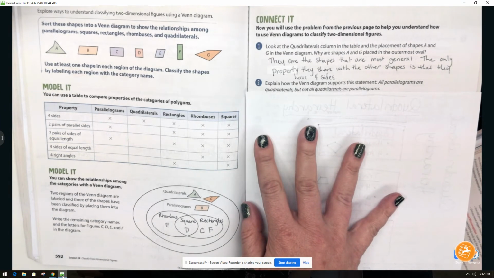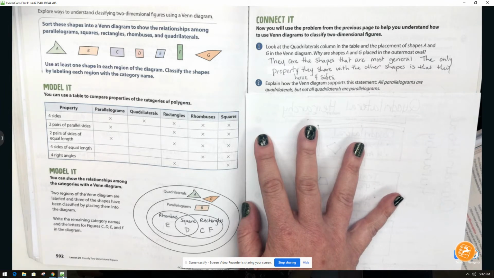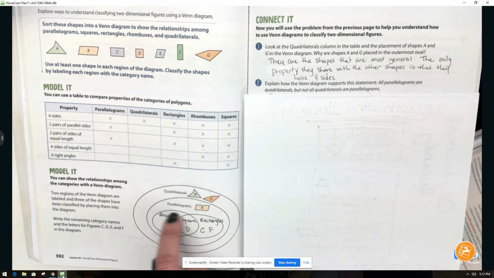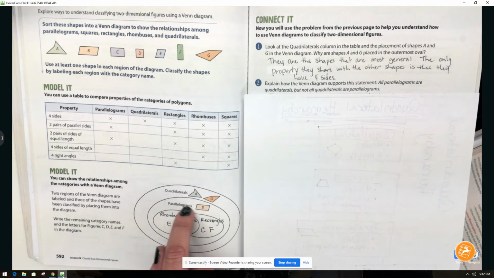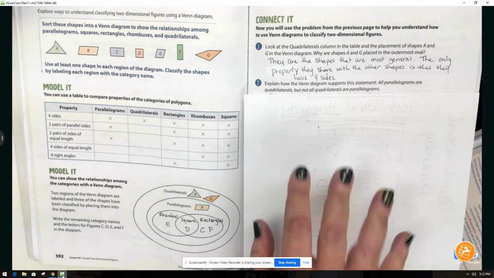All right, number 2. Explain how the Venn diagram supports this statement. All parallelograms are quadrilaterals, but not all quadrilaterals are parallelograms. Again, let me point and say that at the same time. All parallelograms are quadrilaterals, but only some quadrilaterals are parallelograms.